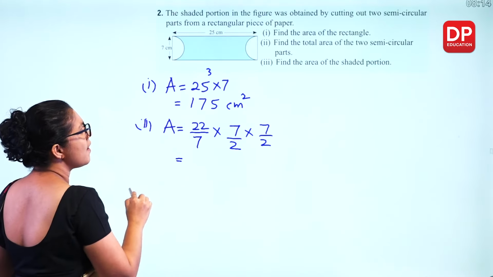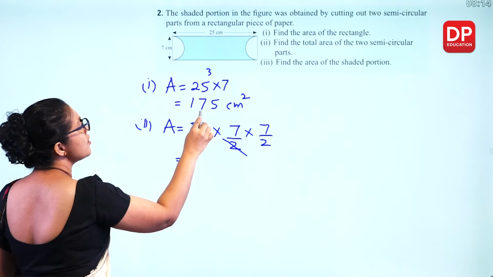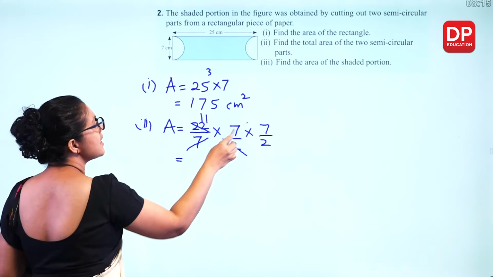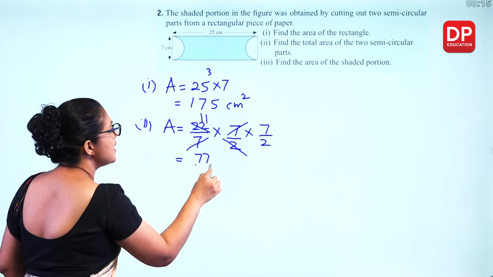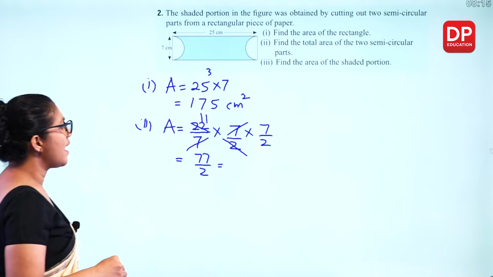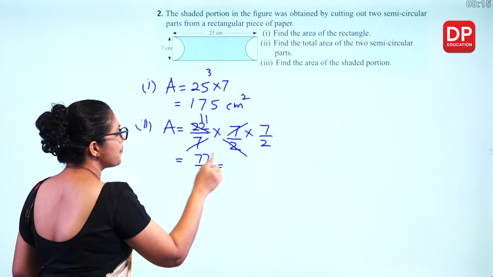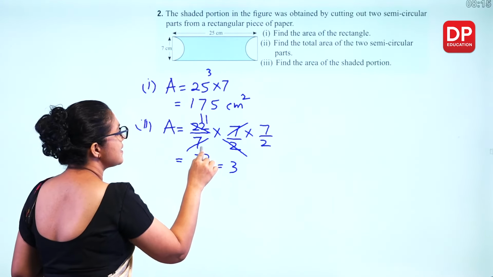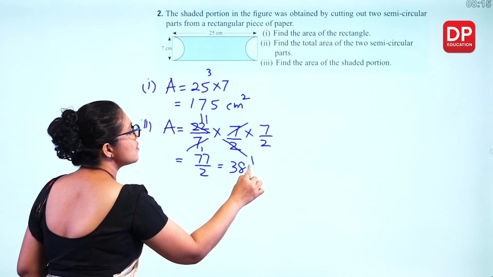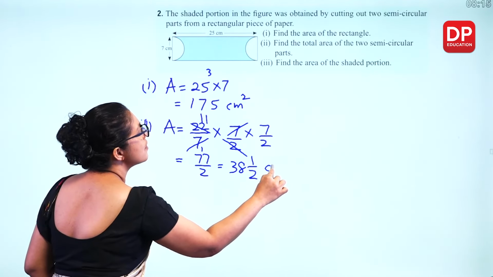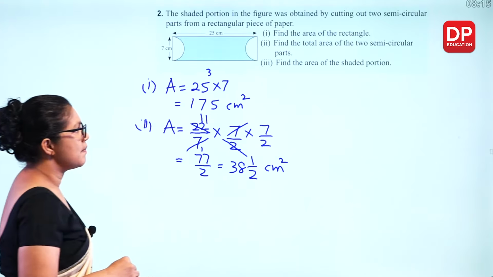Now try to simplify. 2 with this one, you get 11. 1, 7 get cancelled out. So 11 times 7 is 77 divided by 2. So you can write it as a mixed number. 2 times 3, 6. 1 remaining. 2 times 8, 16. So 38.5 square centimeters.